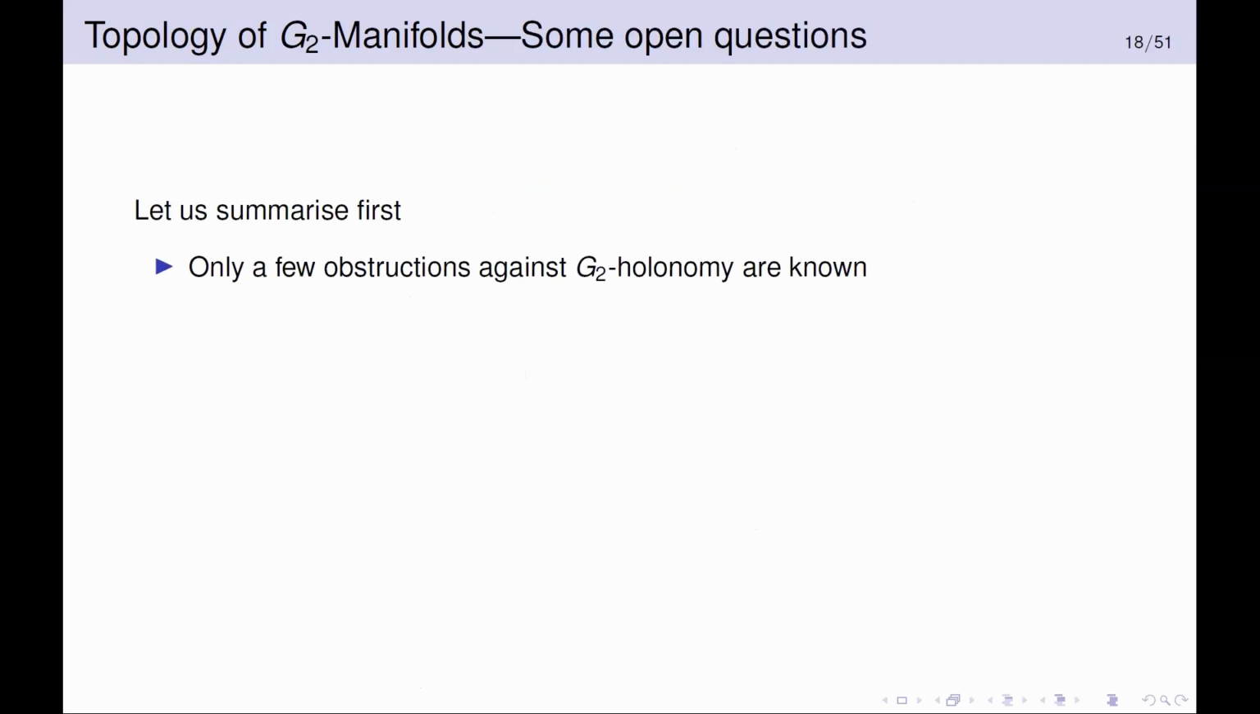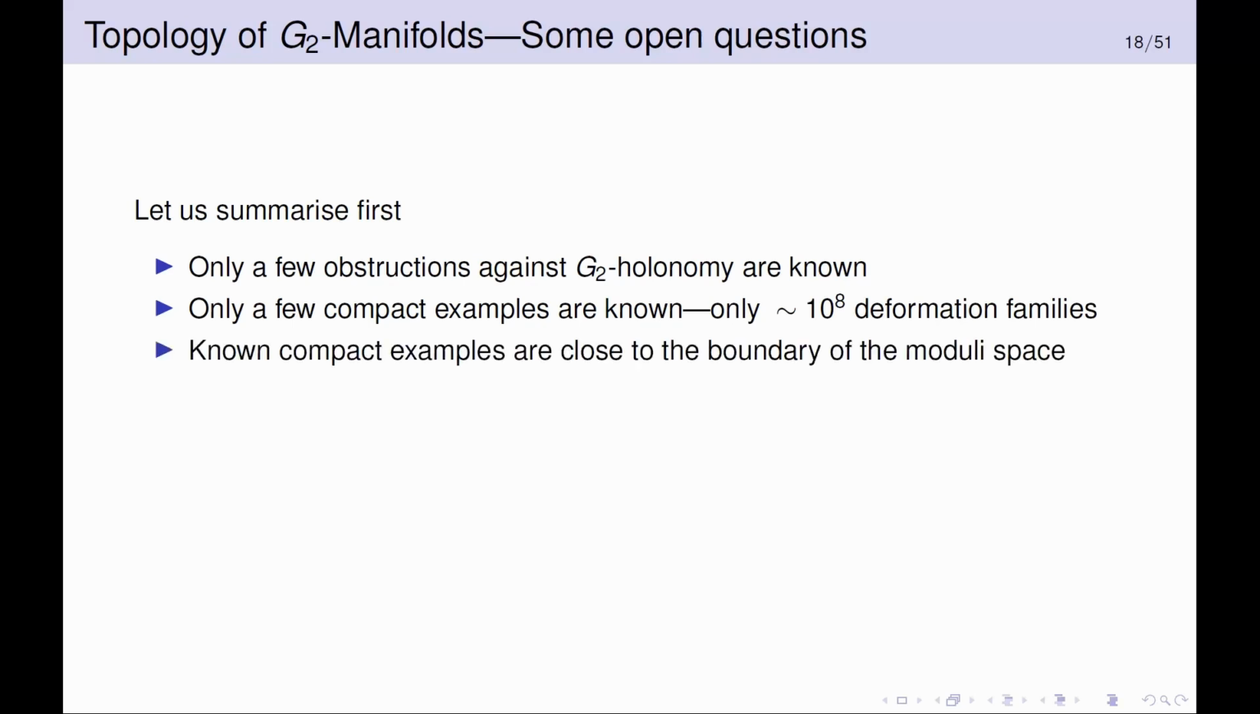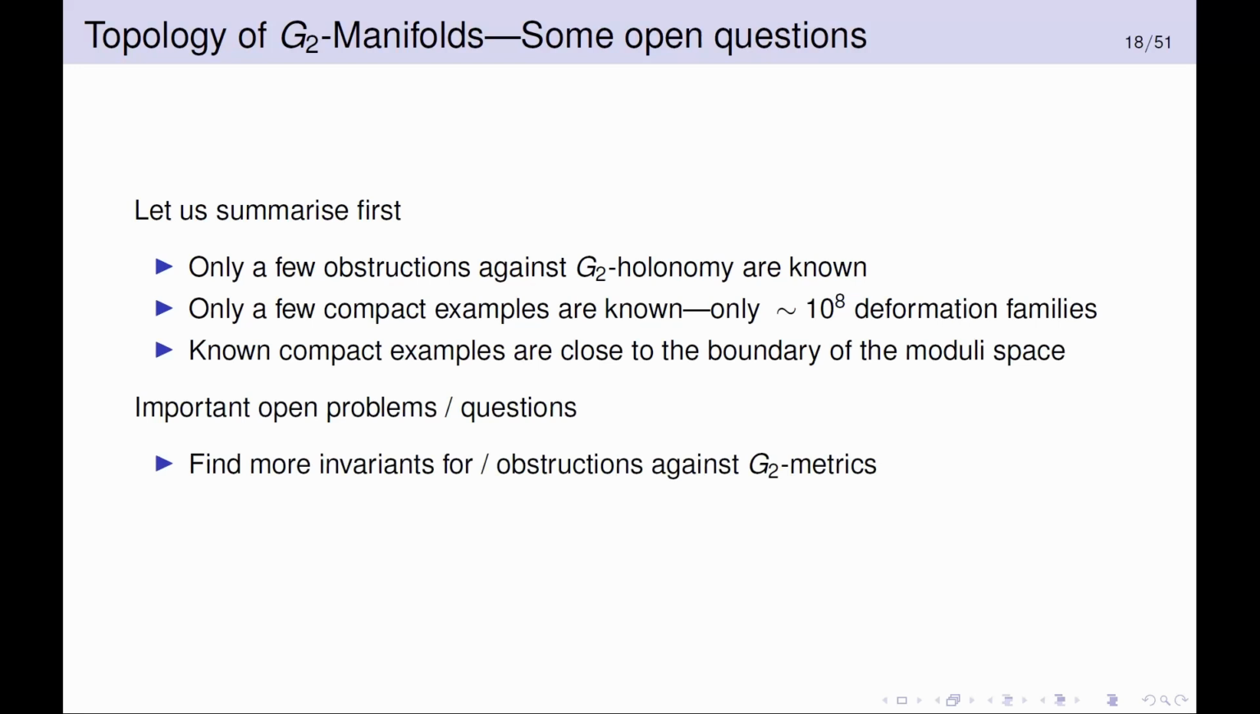Well, let's summarize once more. There are only few obstructions against G2 holonomy. There are only few compact examples. Well, few, I mean, it's 10 to the 8 families, but most of them are of one type. So they still have different diffeomorphism types, but the construction is always the same. There should be much more. Known compact examples, as I said, are always close to the boundary of the moduli space, possibly at infinity. So it's in the end of the moduli space, if you like.